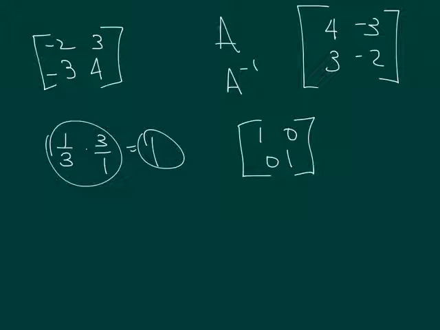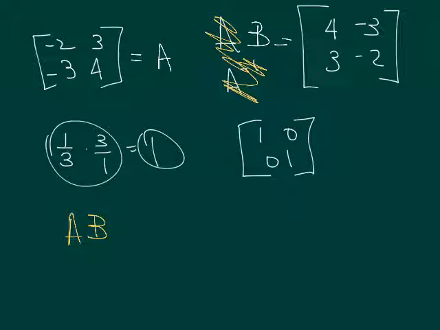Okay, so let's name this, just so I'm not saying this and this. Let's name this a capital A, and let's name this one a capital B. So if we take A times B, one number times its inverse, we should get the identity matrix.